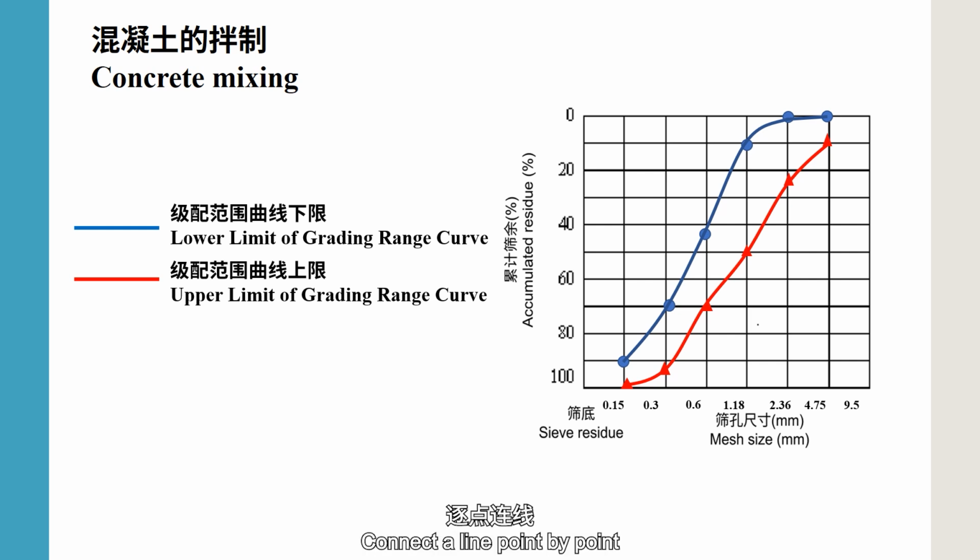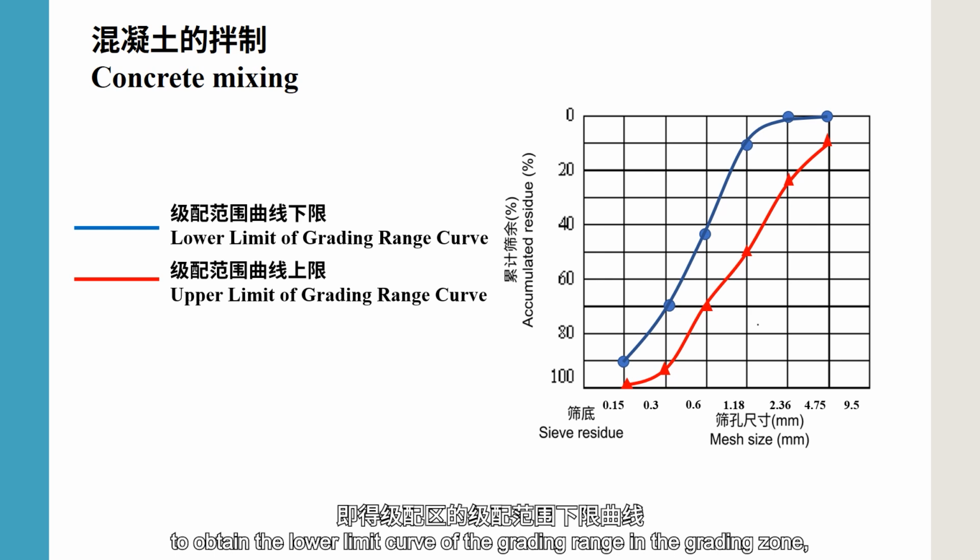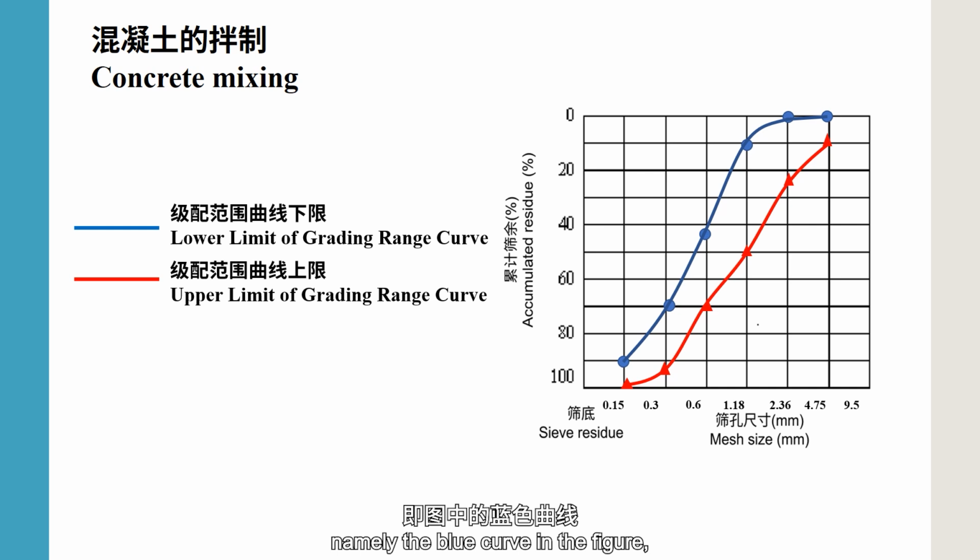Connect a line point by point to obtain the lower limit curve of the grading range in the grading zone, namely the blue curve in the figure, and then find 6 coordinate points: 4.75, 10, 2.36, 25, 1.18, 50, 0.60, 70, 0.30, 92, and 0.15, 100.